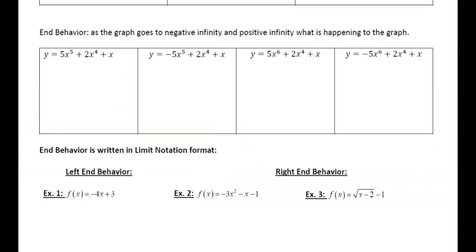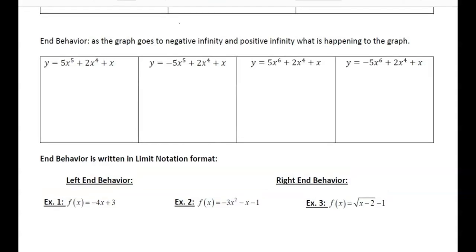Okay, so end behavior usually refers to whether or not the graph is going up or down. As the graph goes to negative infinity, we're going to call that, I'll use an L, that's left, as the graph moves to the left. And positive infinity, we'll call that R for right, what happens when the graph moves to the right.